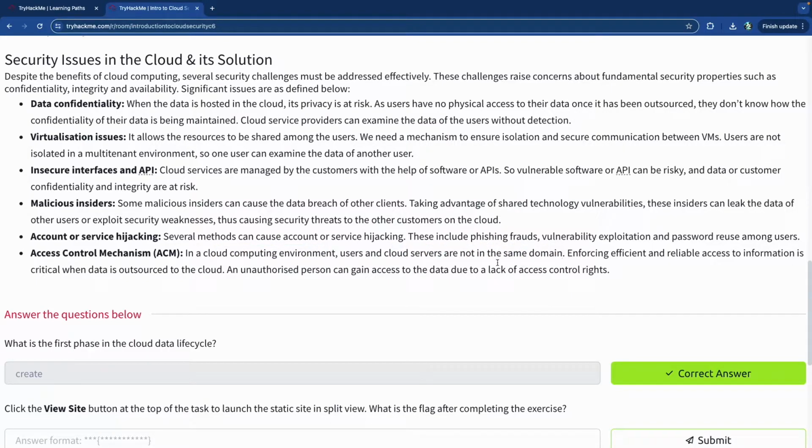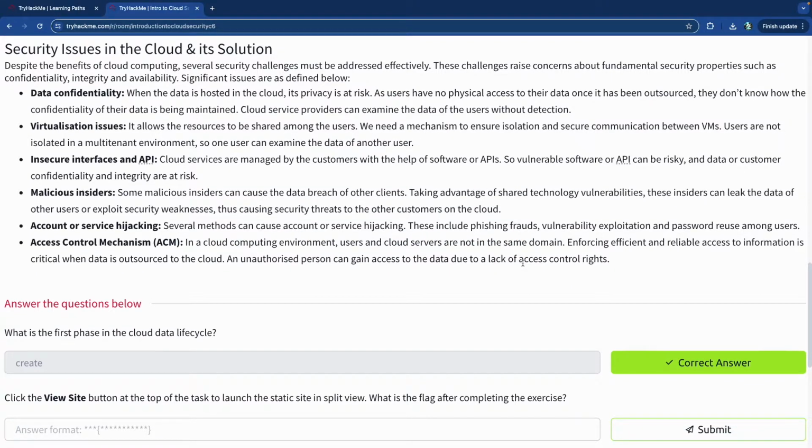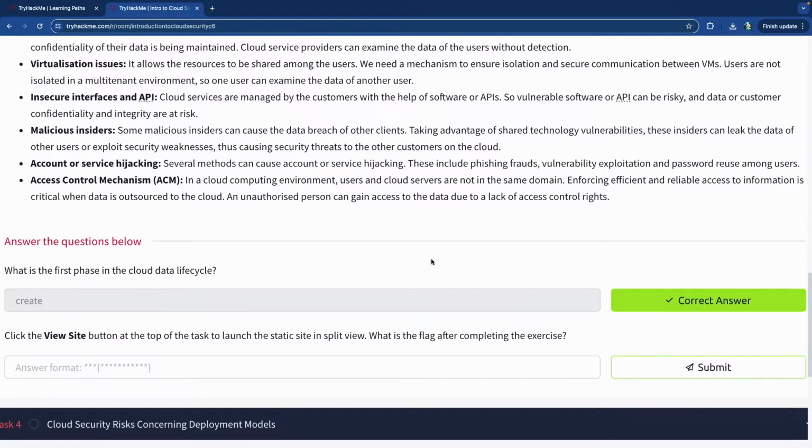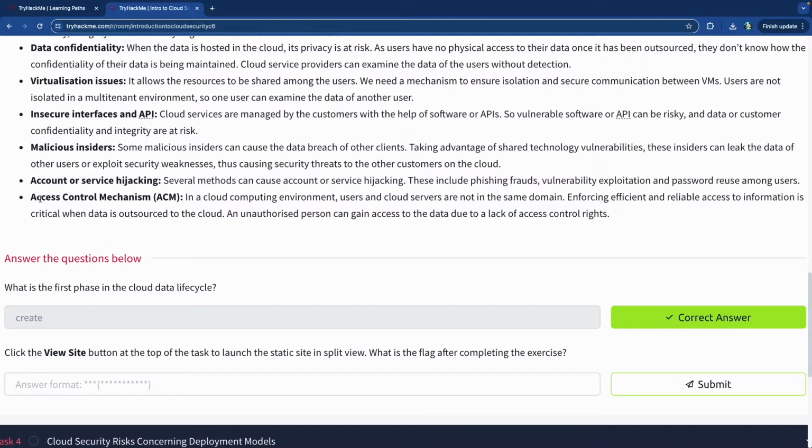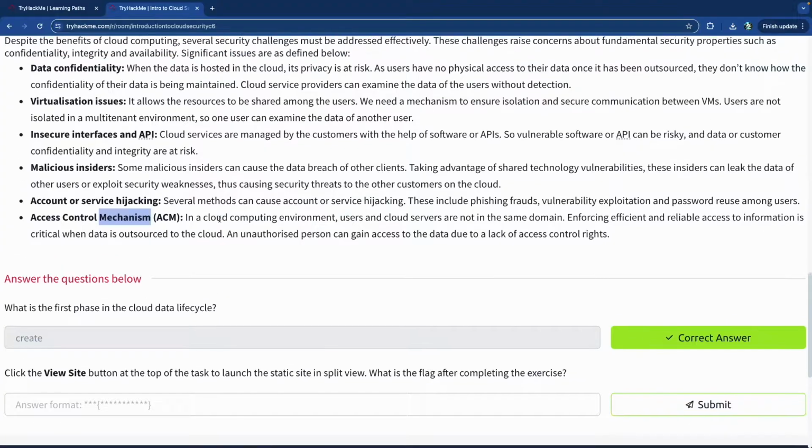Users and cloud servers are not in the same domain. Enforcing efficient and reliable access to information is critical when the data is outsourced to the cloud. An unauthorized person can gain access to the data due to a lack of access control rights. And that all falls under access control mechanisms and whether or not they're secure or weak.